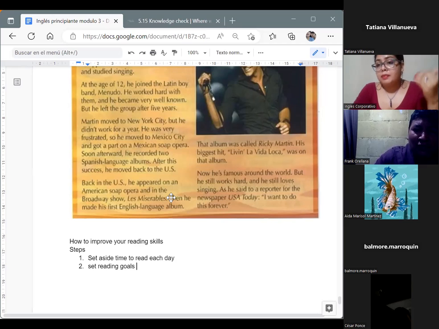O también nos puede servir para hacer conexiones entre lo que se está diciendo en la lectura y lo que yo estoy entendiendo. Then, number three, review the text you read.